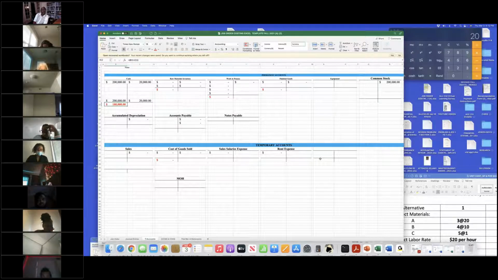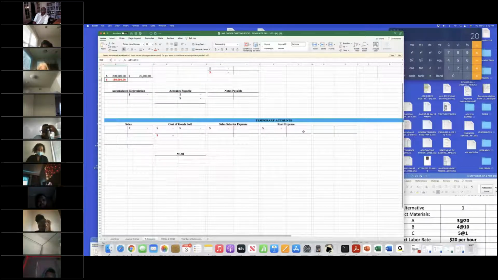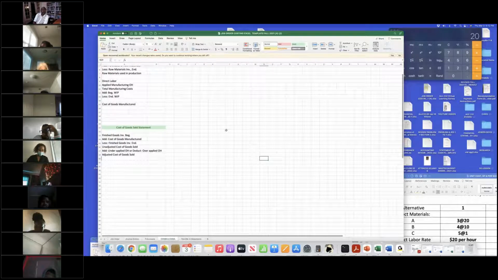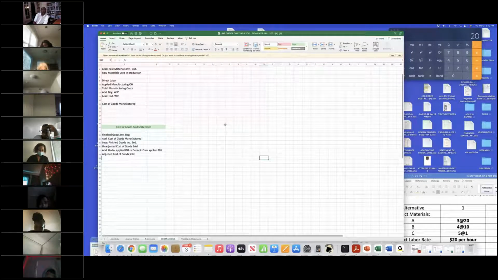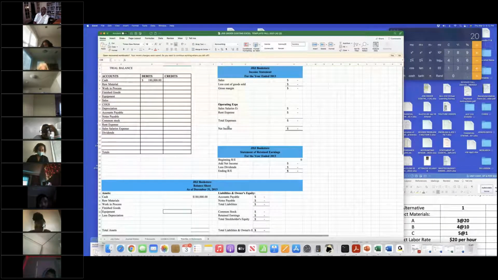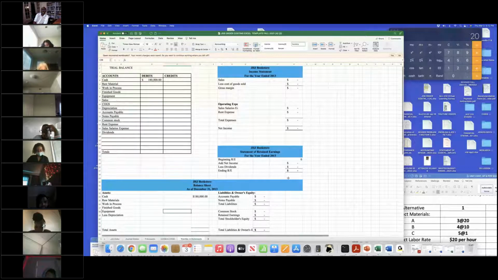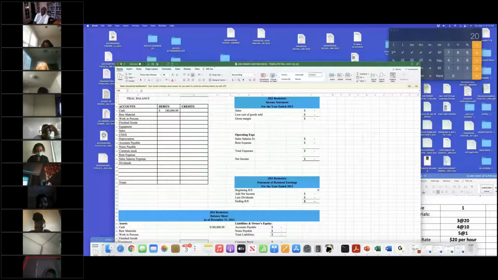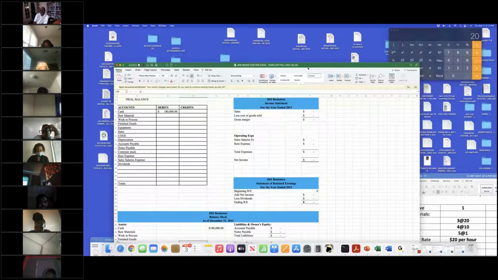But here are the T accounts. These are the two new things you have to make. We're just reviewing it, and you have to do a trial balance and everything. So I'm showing you, when you get ready to take your midterm, you're going to complete the spreadsheet. So you need to practice on it.